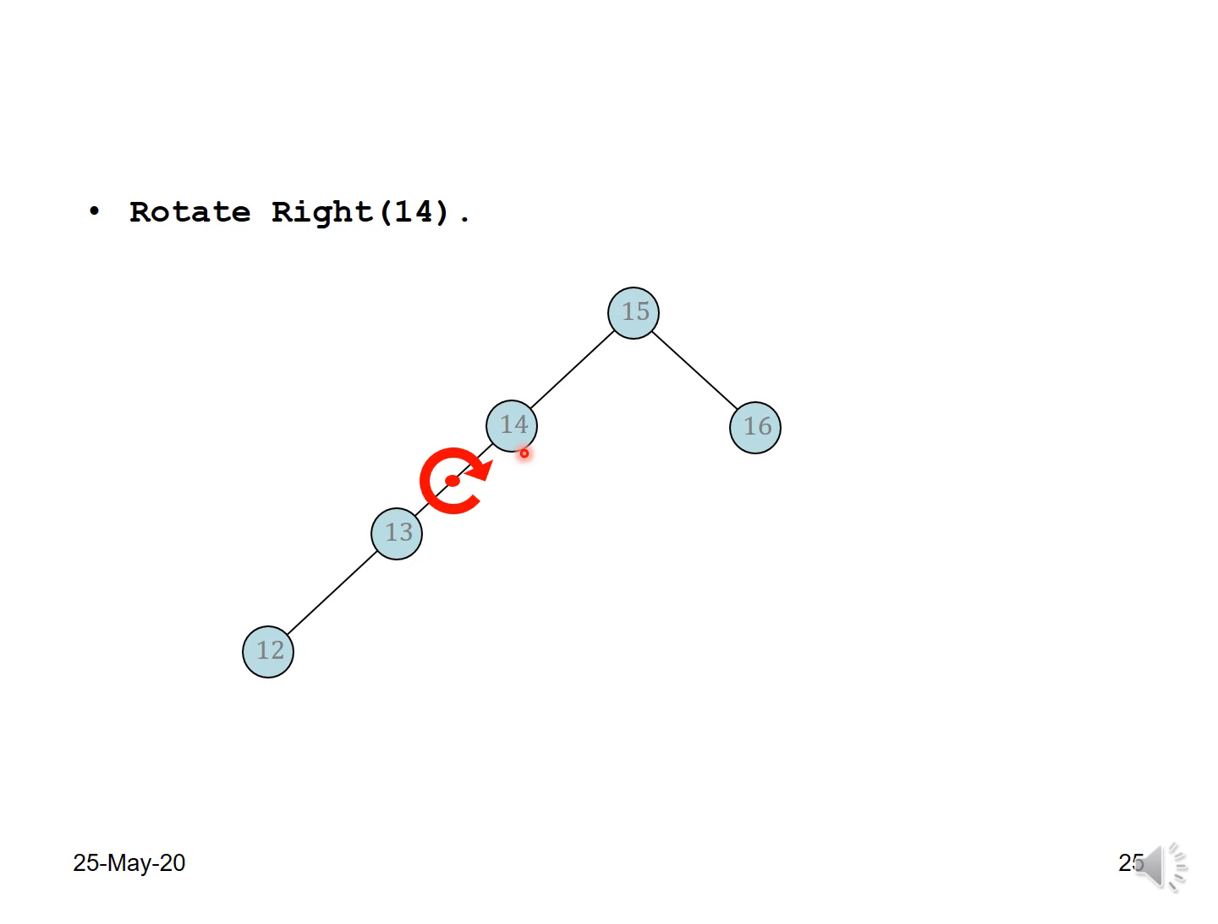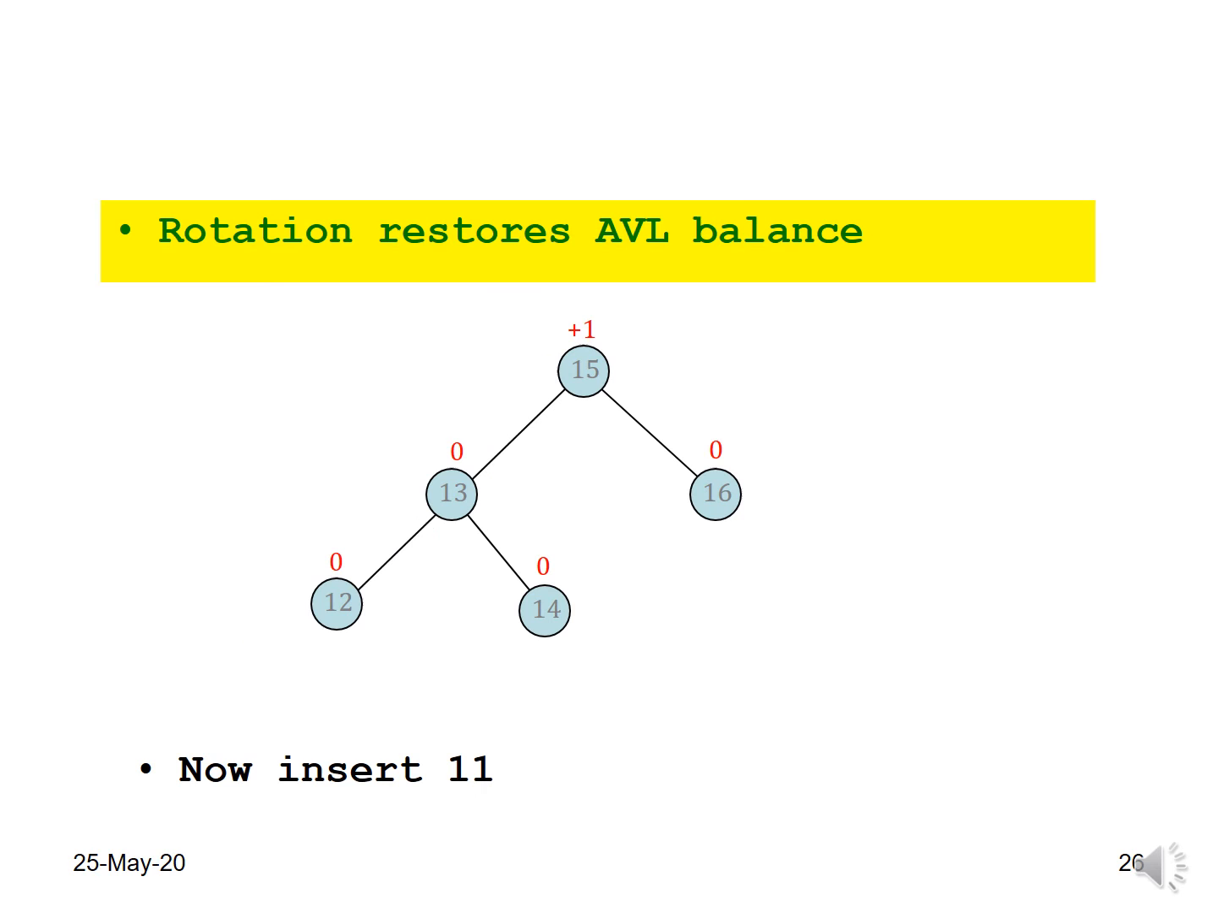14 is rotated to the right. Now after this rotation, we can see the balance factor of all the nodes. The balance factor of this 12, 14 and 16 is 0, 0, 0.